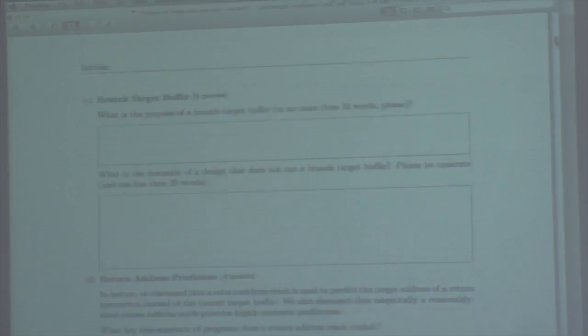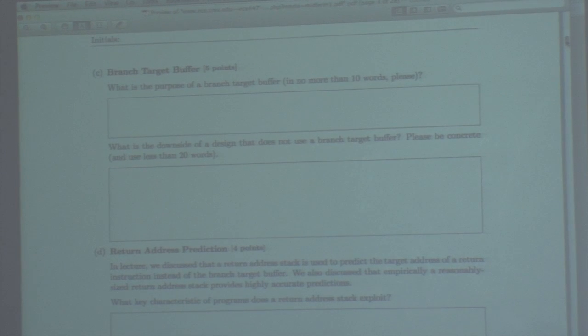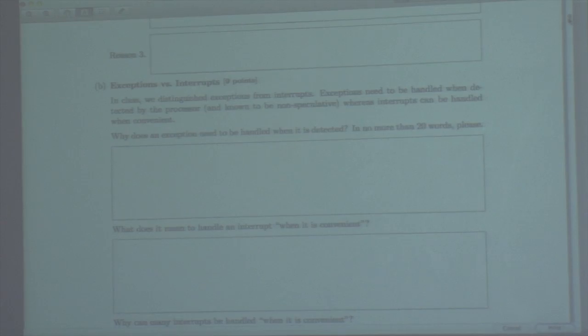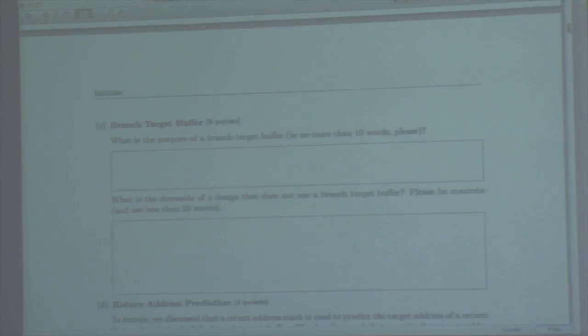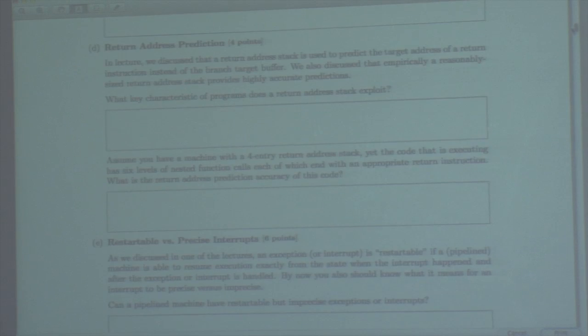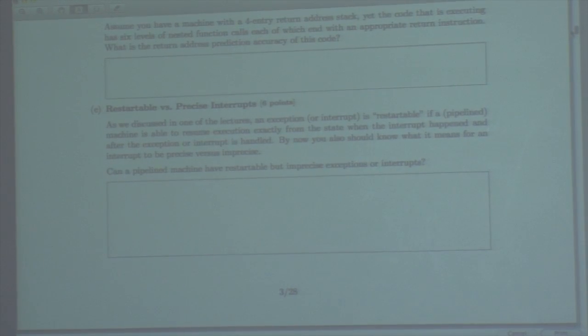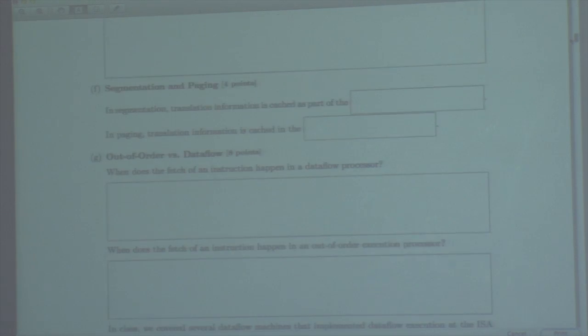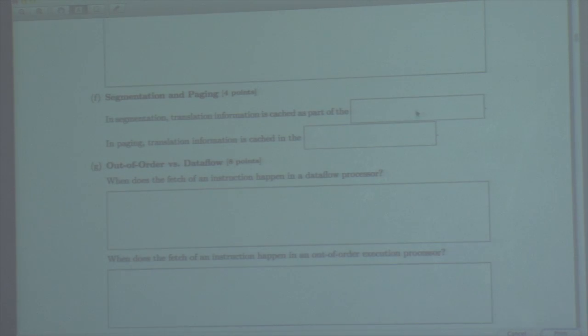Okay. I'll go over these questions and then I'll take some of your questions. If you look at this, this is a potpourri of different concepts. There's a question on exceptions and interrupts, branch target buffer, return address prediction. A lot of fun concepts. Restartable versus precise interrupts, segmentation and paging. That's another short one if you see that.